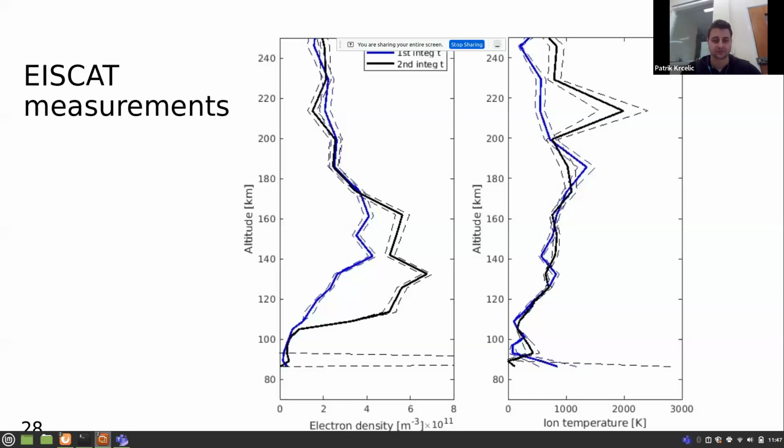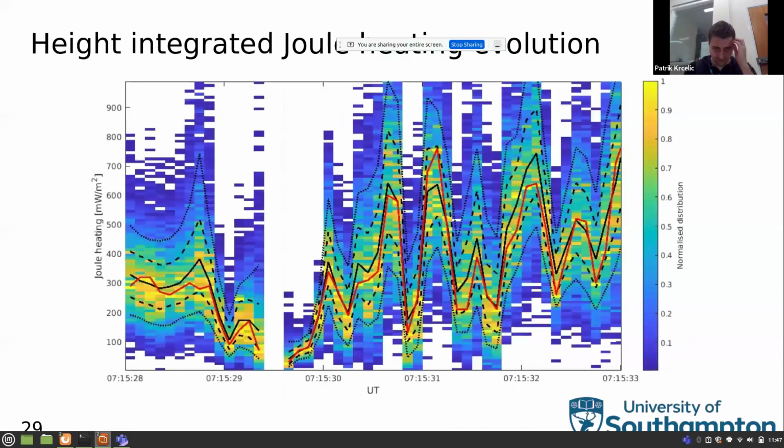Now you can see here, if you look at the electron density profile, that in the second time interval we have an increase in the electron density, and this is going to be important. So this is the same as we had before. So this is the 5-second event.